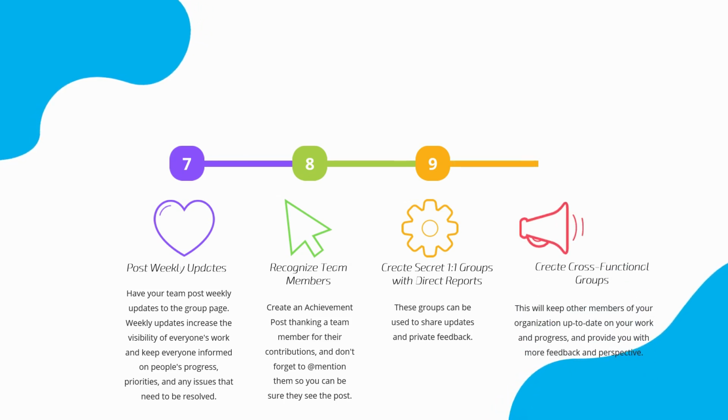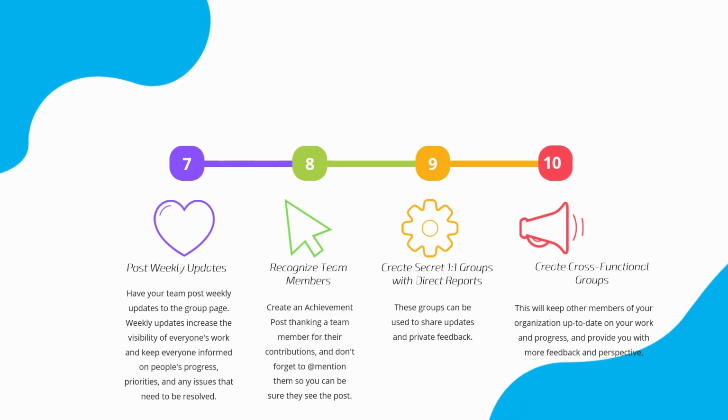Create cross-functional groups. To get feedback from other parts of your organization, create an open cross-functional feedback group for your team. This will keep other members of your organization up to date on your work and progress and provide you with more feedback and perspective.